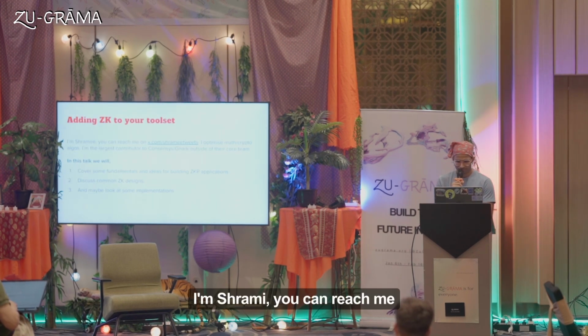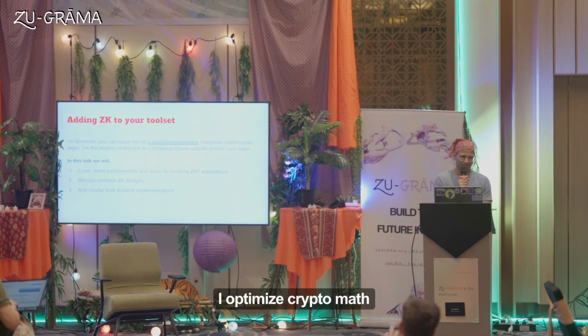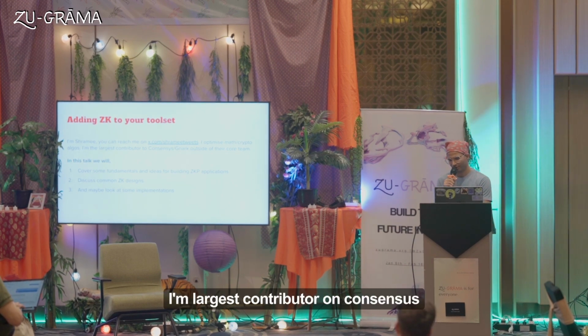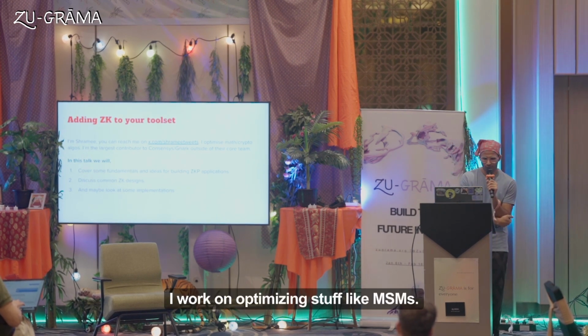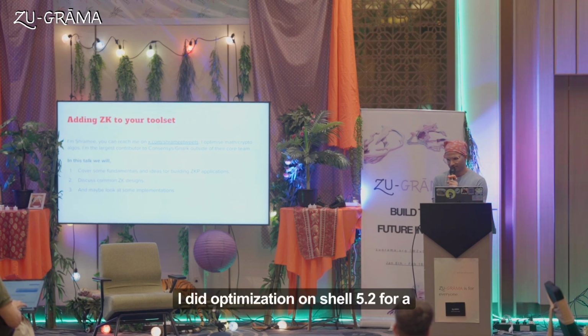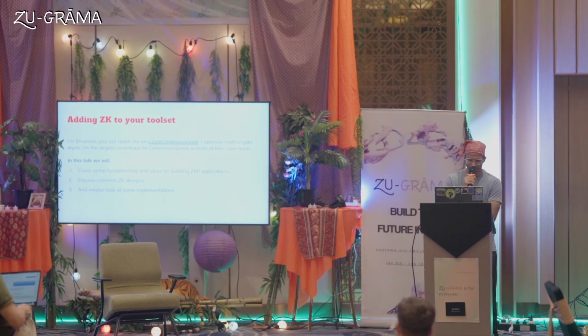I'm Shramee. You can reach me on x.com/Shramee tweets. I optimize crypto math stuff like algos and stuff. I'm the largest contributor on Consensus Gnark outside of their core team. I work on optimizing stuff like MSMs. I did some optimization on SHA-512 for a library on Starknet, made it like 10x faster.